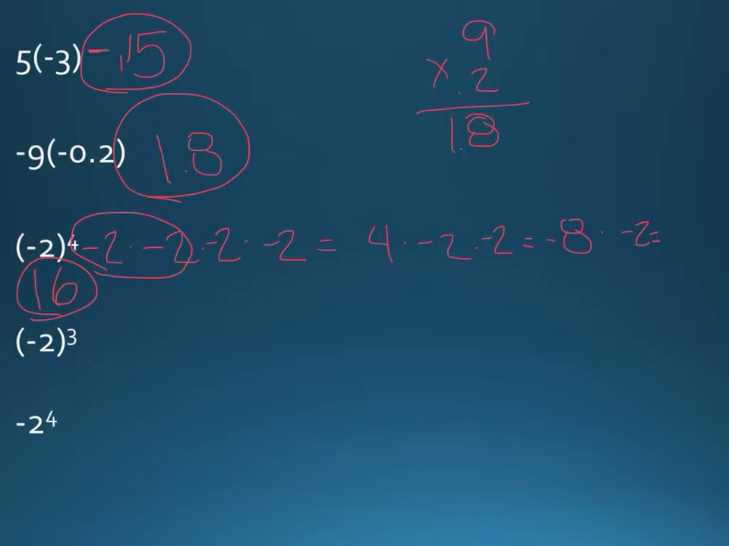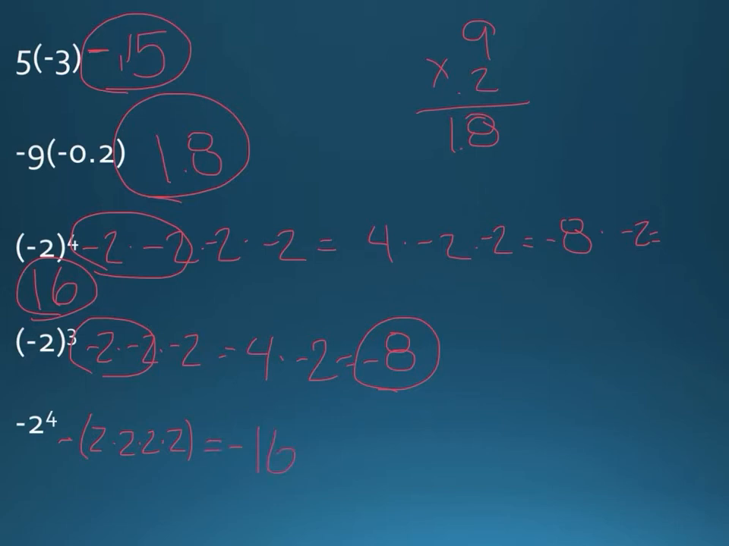How about negative 2 to the third power? Negative 2 times negative 2 times negative 2. Well, negative 2 times negative 2 is equal to 4, times negative 2 is equal to negative 8. How about negative 2 to the fourth power without parentheses? That means it's negative 2 times 2 times 2 times 2. Well, 2 to the fourth power is equal to 16, so it would be negative 16.